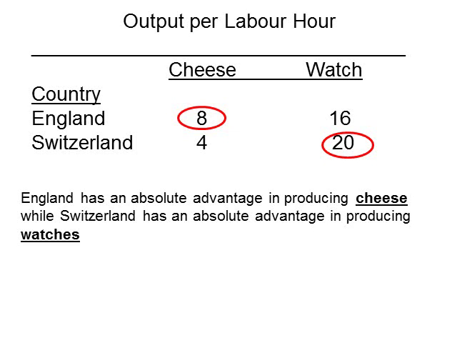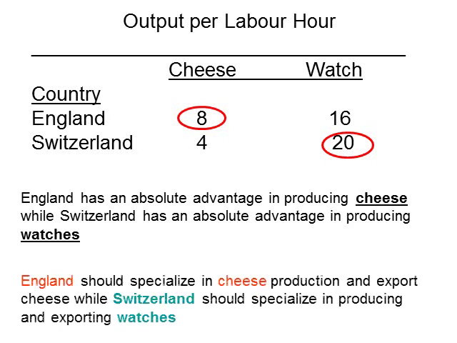Therefore, these two countries should focus and specialize in producing the good that they have an absolute advantage in, and then they should trade. All right, or export the goods that they're producing and buy the goods that they are not producing. So England should focus on producing cheese, right? Specialize in exporting cheese, and Switzerland should focus or specialize in producing watches and then export the watches.